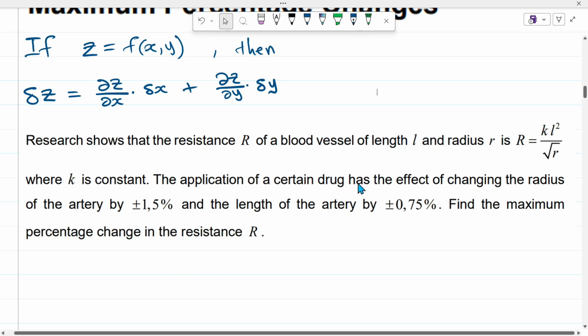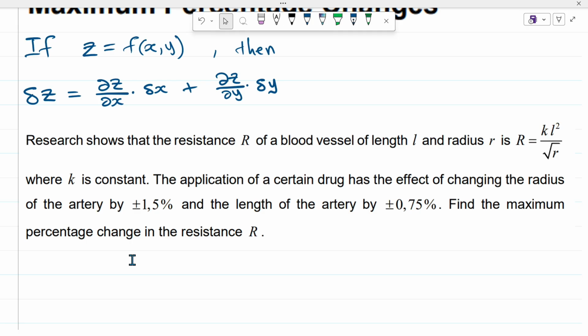The application of a certain drug has the effect of changing the radius of the artery by plus minus 1.5% and the length of the artery by plus minus 0.75%. Find the maximum percentage change in resistance R. So we are going to calculate the maximum percentage change. The question will tell you to calculate the maximum percentage change, so that's how you know.